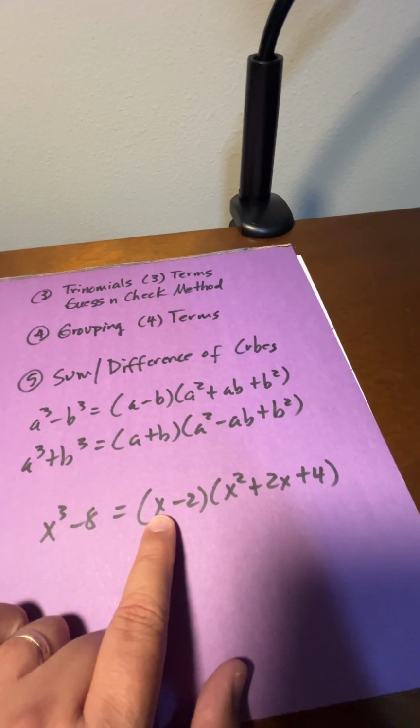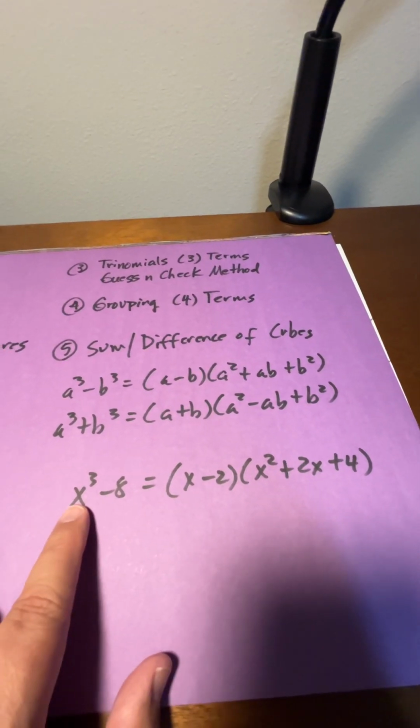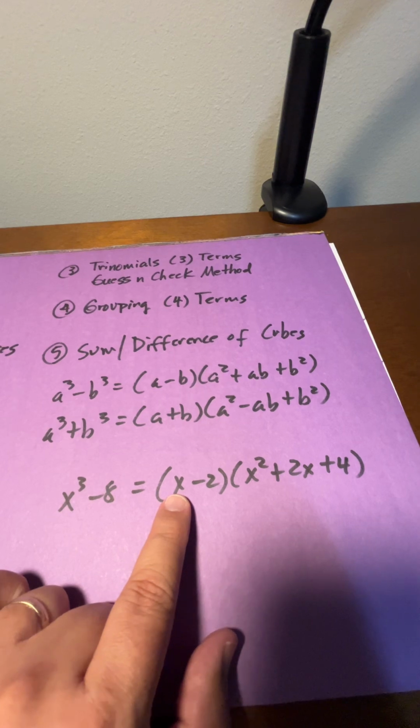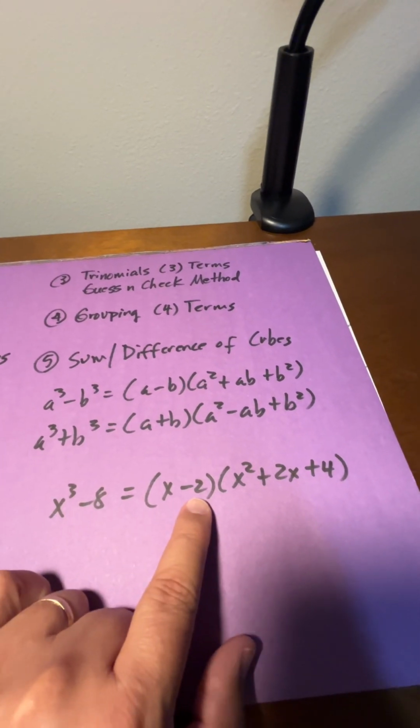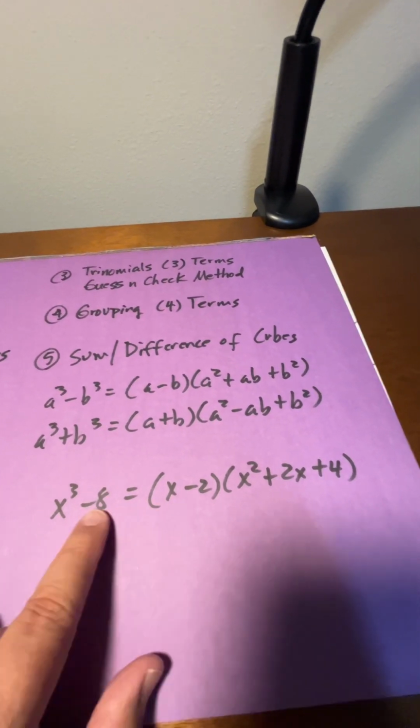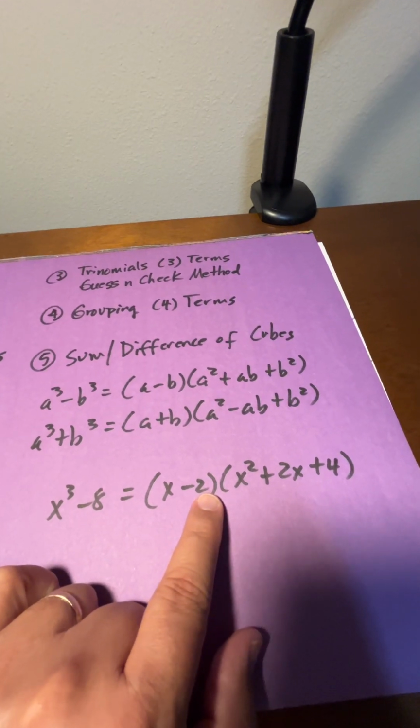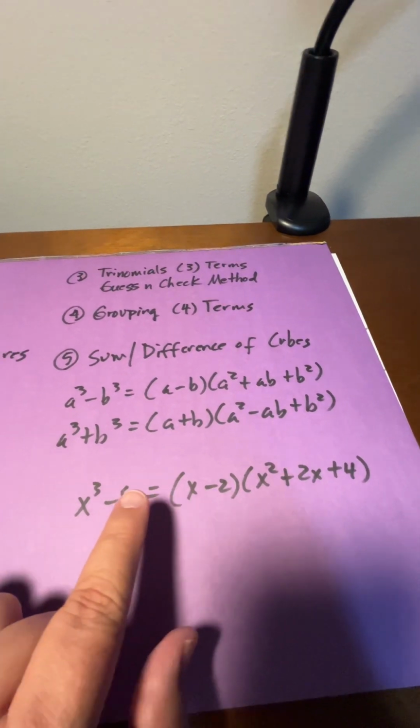The first slot here is what times itself three times that equals this. Well, x times x times x is x cubed. What goes here is what times itself three times equals 8. Well, that's 2 times 2 times 2. This sign is always the same as that.